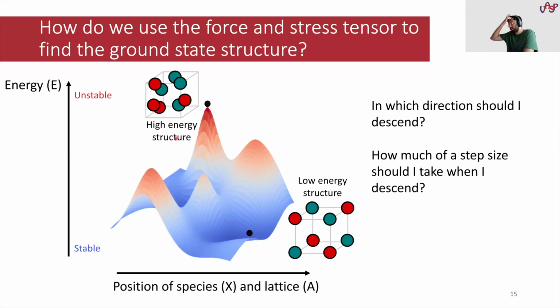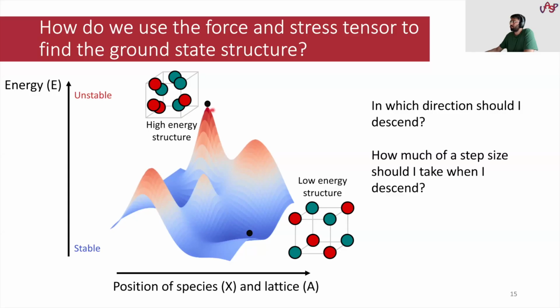So let's again contextualize the problem with the same figure. Again, you have a potential energy surface. The red point is unstable. The blue is stable. We need to go from this high energy structure, which looks somewhat unstable, to a low energy structure which looks fairly stable and symmetric and so on. So we want to go along a path that takes us there.